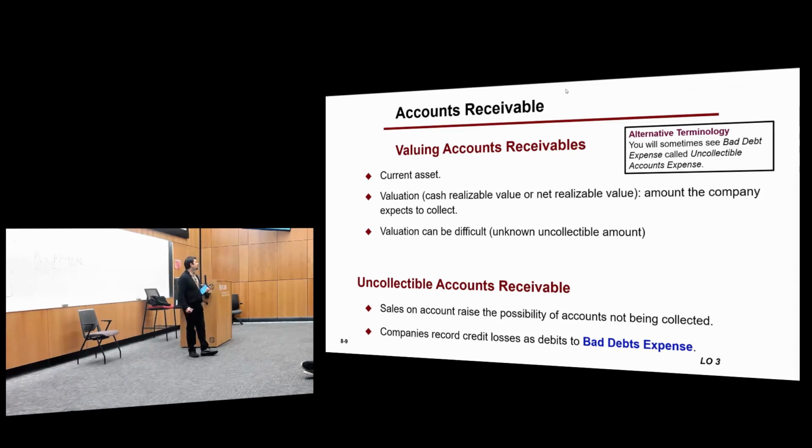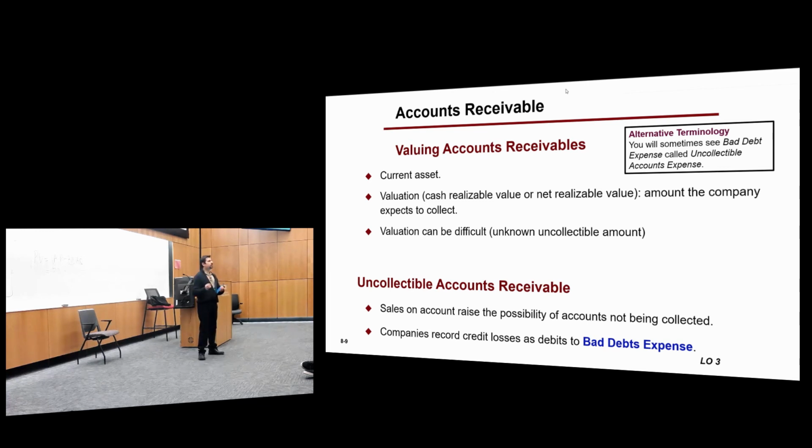Basically, we started talking about receivables, and we discussed that it is important. We said that there are three main accounting issues associated with the receivable. First one is recognizing them. And we said that this is easy. This is what we've been doing so far.